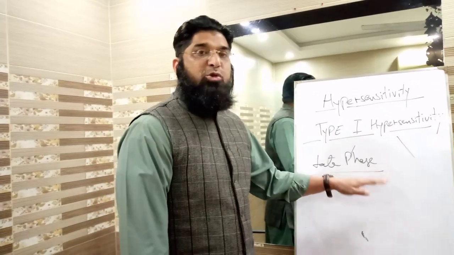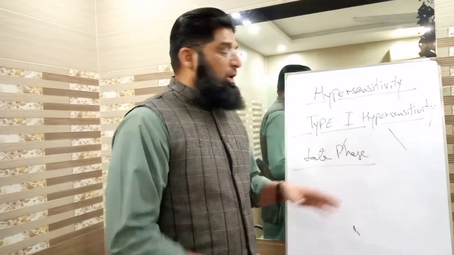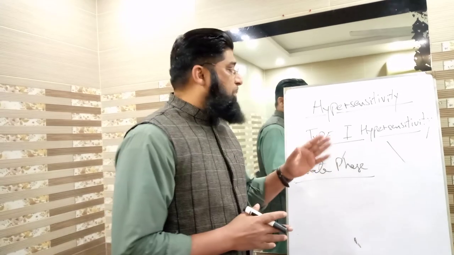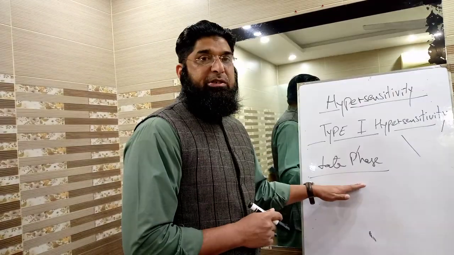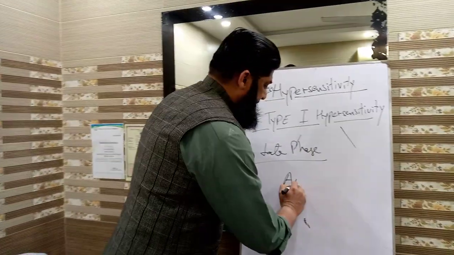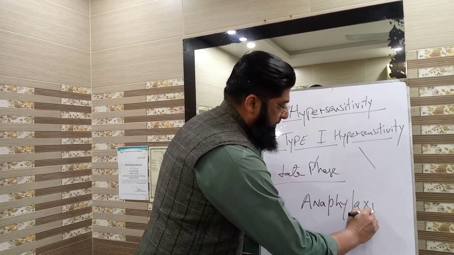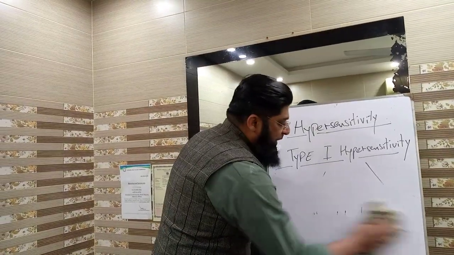Students, in late phase of type 1 hypersensitivity reaction, the mast cells or basophils are destroyed. They burst open and they produce leukotrienes and other chemical mediators outside them. As a result, this potent effect of chemical mediator proceeds on. Students, at this stage, the type 1 hypersensitivity reaction is called anaphylaxis. Okay? Yes, students. These were the two phases of type 1 hypersensitivity reaction.